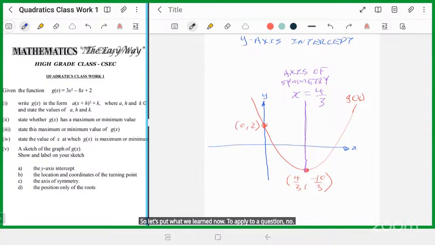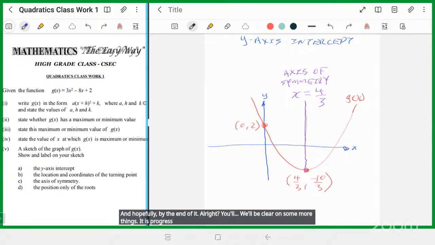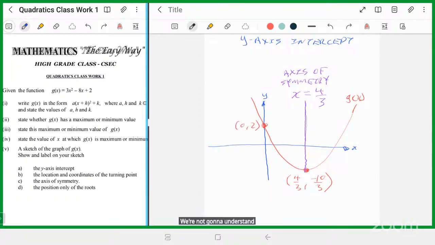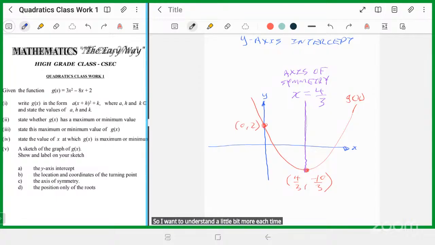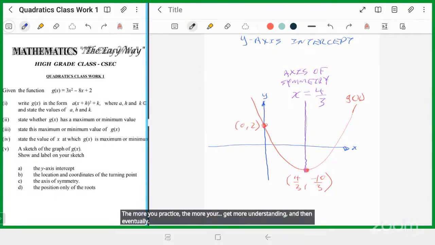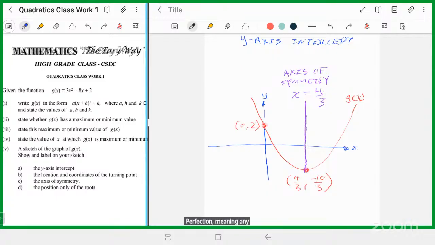So let's put what we learn now to apply it to a question that I sent in the group. Alright? And hopefully by the end of it, you will be clear on some more things. It is progress before perfection. We're not gonna understand everything all at once. So understand a little bit more each time. And that's why I have to keep practicing. The more you practice, the more you gain understanding. And then eventually, you improve so much, you reach perfection. Meaning, any way they set that question, you'll be able to do it.